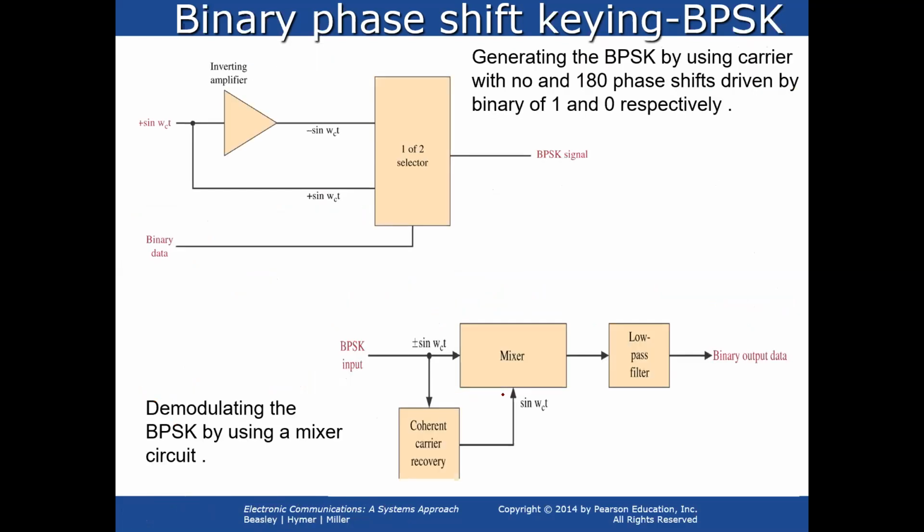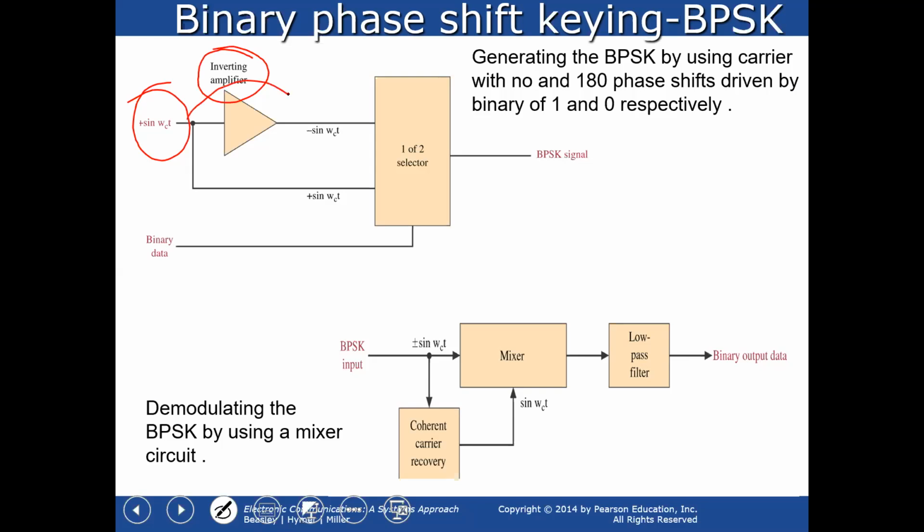This is a transmitter and/or a modulator and a demodulator generation for the binary phase shift keying. So a block diagram here is showing a simple way to generate a binary phase shift keyed signal. You're going to find out that the carrier frequency, sine omega_c t, is phase shifted 180 degrees by putting it through an inverting amplifier.